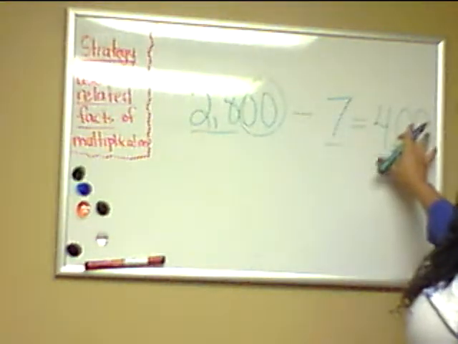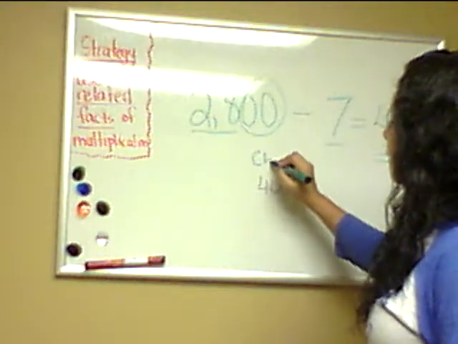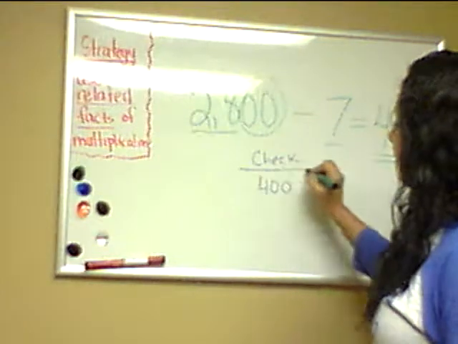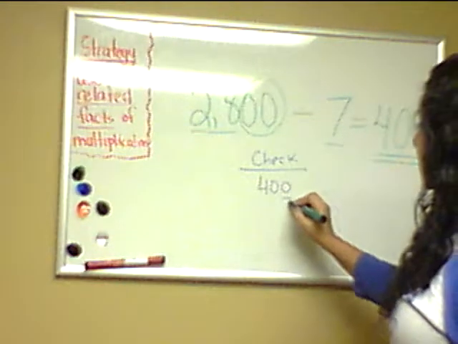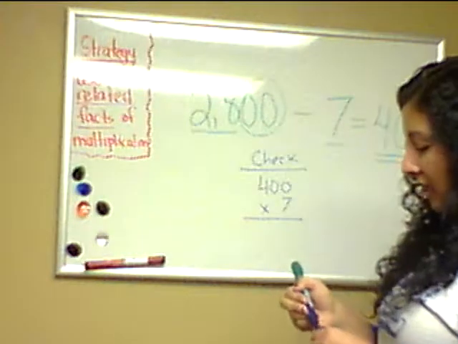I'm going to take my quotient, 400. I'm going to write check up here because this is my check work. 400 times 7 should give me 2,800.